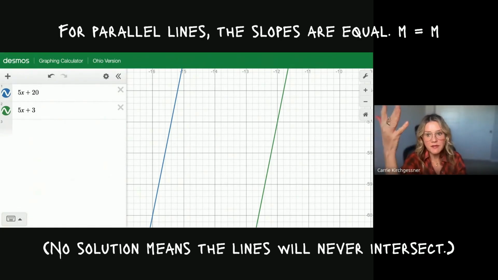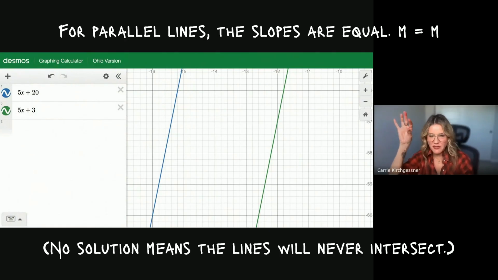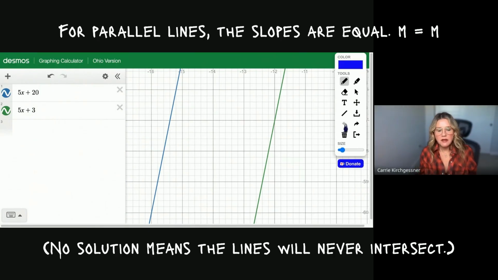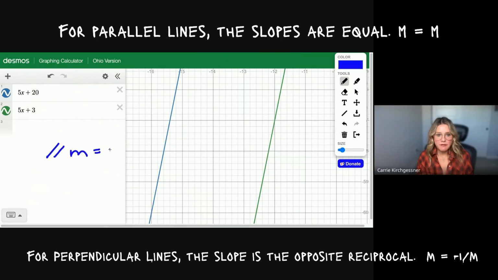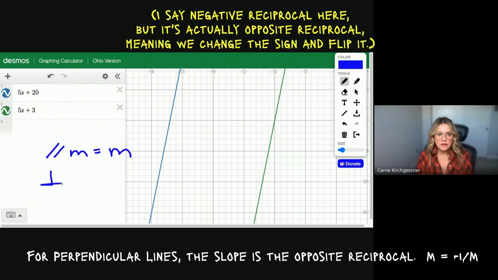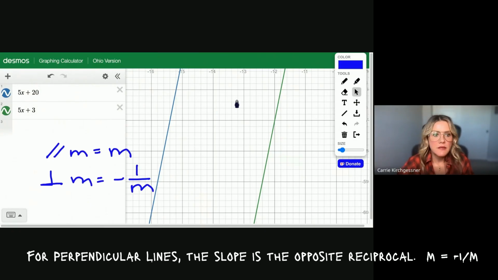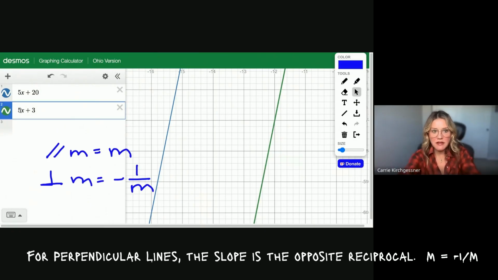So you'll see something about parallel or perpendicular. Do you guys remember off chance what the slopes of perpendicular lines are? For parallel lines, m equals m. For perpendicular lines, m equals the negative reciprocal of m, negative 1 over m. So if I wanted to make these two lines perpendicular, all I would have to do is make this, instead of 5x, negative 1/5 x.